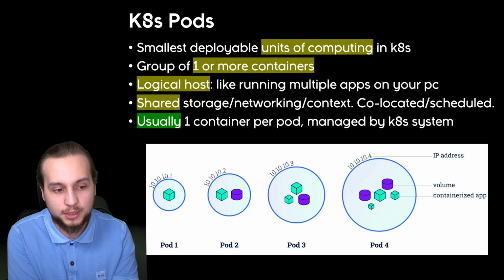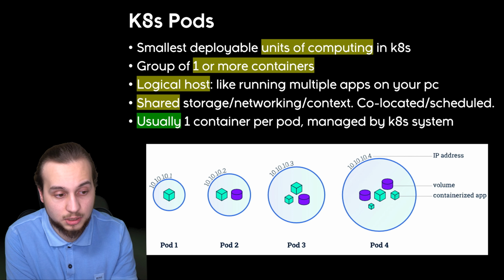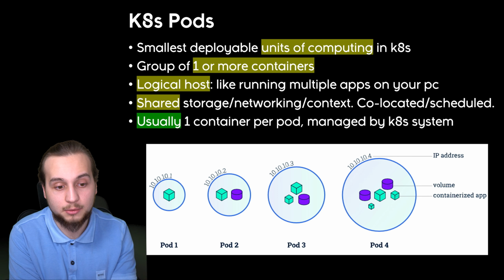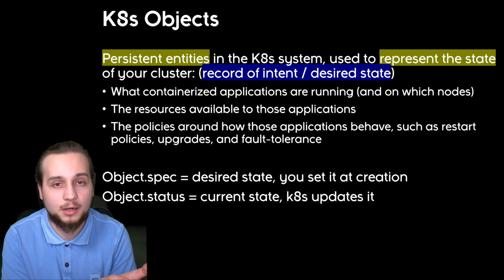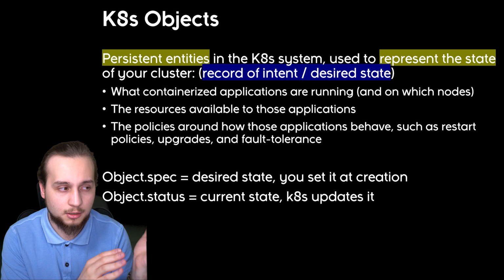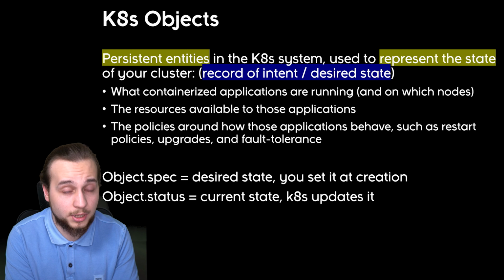Pods on a node can communicate with all pods on all nodes without NAT. Agents on a node, such as system daemons or kubelets, can communicate with all pods on that node. So we talked about the Kubernetes components. Now let's talk about the Kubernetes objects. And they sound pretty similar, right?